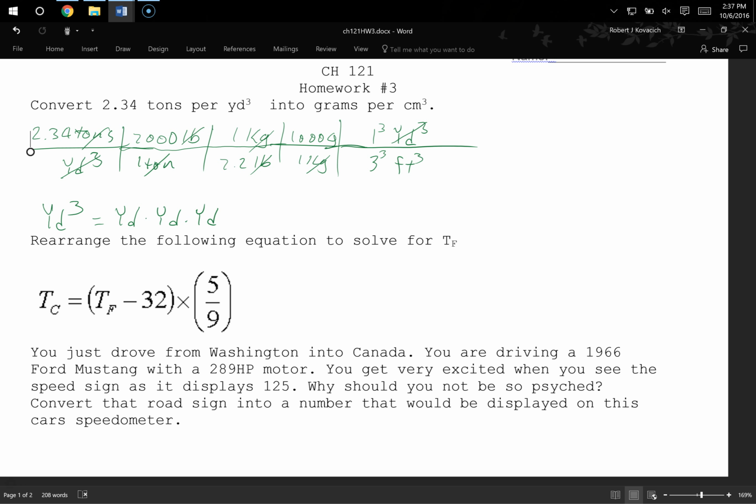So how do I get rid of the feet? So I'm going to go feet here and inches here. And so what else am I going to do? 1, 12, cube, cube, cube, cube. And now the feet cubed are also gone. So now I got inches cubed. I want to get rid of that. So inches and centimeters and 2.54, 1, and then cube, cube, cube, cube. Inches are gone. And so what I have left are grams per centimeter cubed.